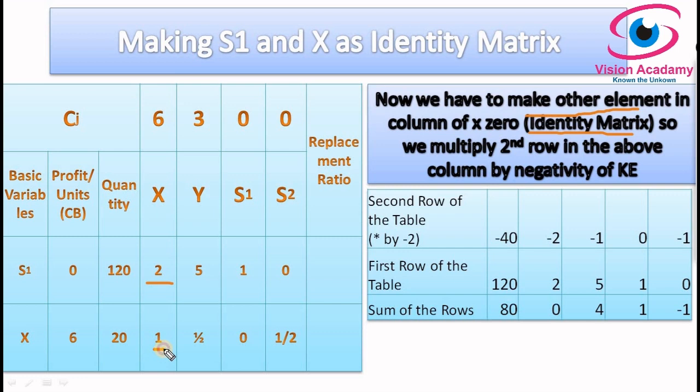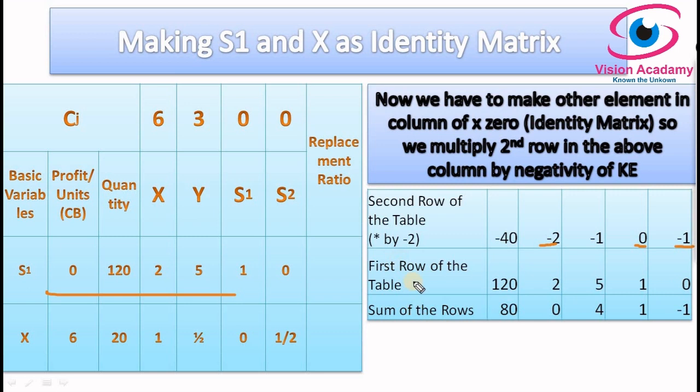See, it is already in unity, and this must become 0. So I will consider the second row of the last table, except this profit or units. So 20 into minus 2 will be minus 40, and 1 into minus 2 will become minus 2, and 1 by 2 into minus 2 will become minus 1, and 0 into minus 2 will become 0 only, and 1 by 2 into minus 2 will become minus 1. And along with that I will consider the first row of the last table, that 120, 2, 5, 1, 0, the same thing I have considered.